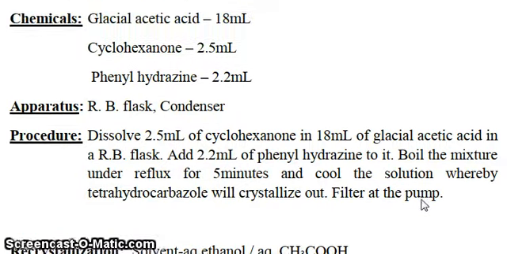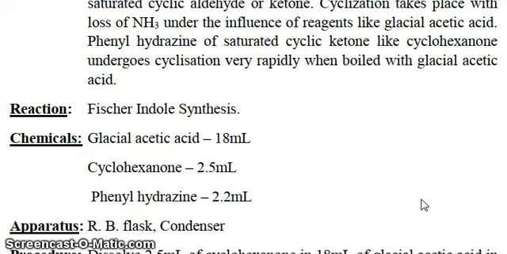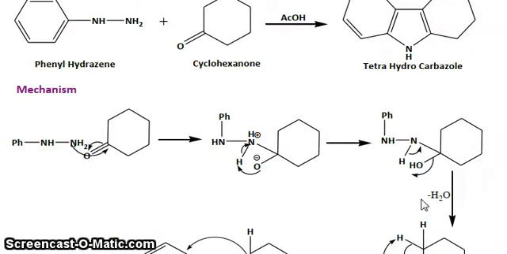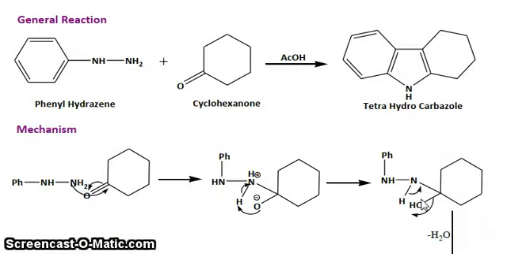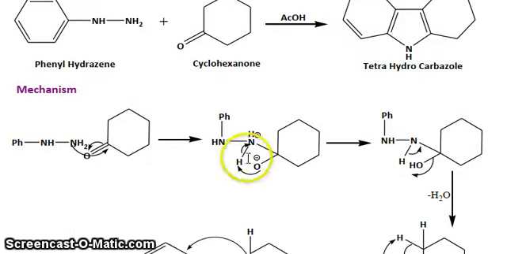You should know the mechanism and the reactions behind it. So you can see here the general reaction. This is phenylhydrazine and cyclohexanone in the presence of acetic acid forming tetrahydrocarbazole. So what happened here? Phenylhydrazine reacts on this carbon, breaking the carbon-oxygen double bond.